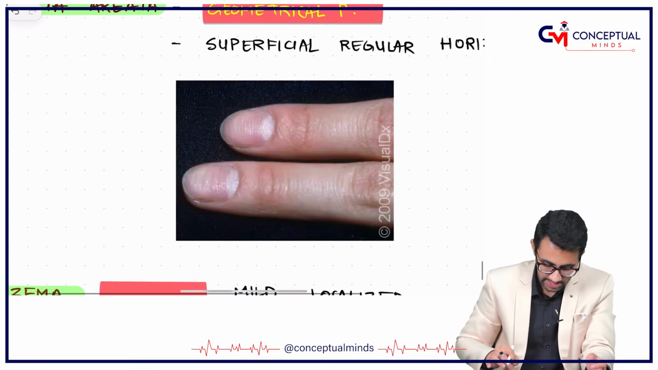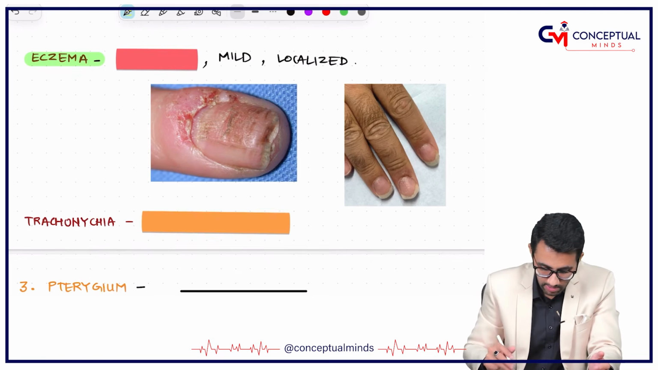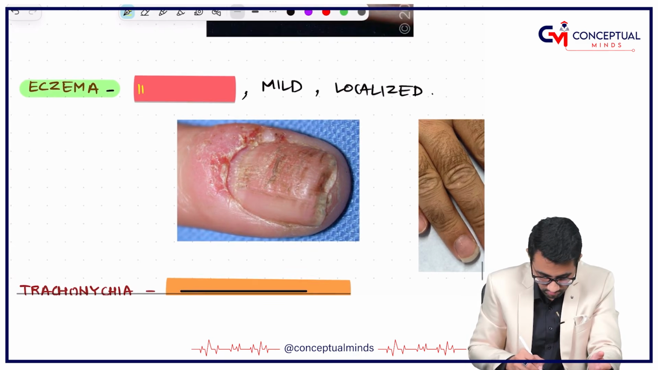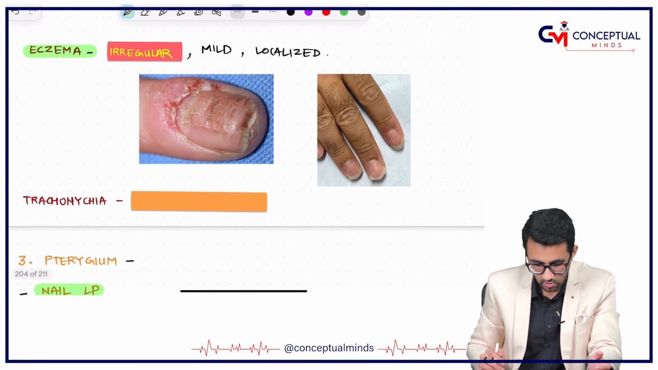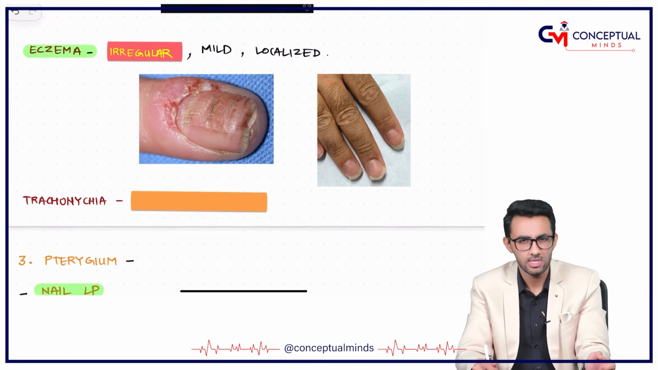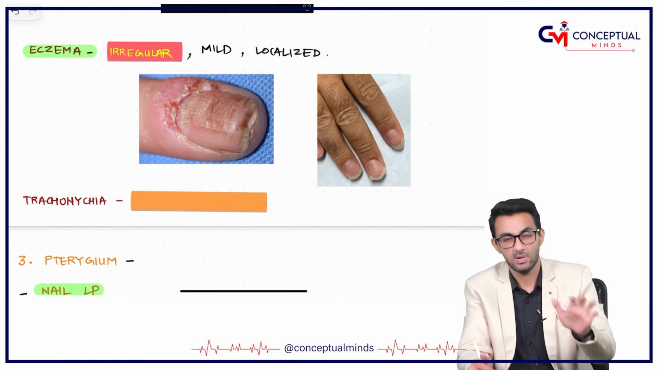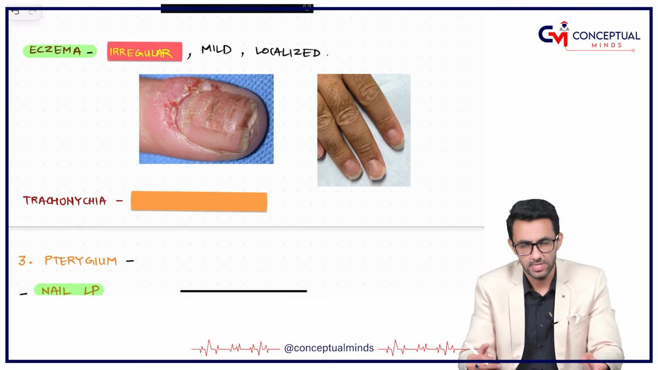How about eczema? In eczema, what do you find? Irregular, mild, localized findings would be there. We have these two presentations. Even though these pits and nail findings would not be seen in all of the patients, if they are seen, they have this sort of presentation.